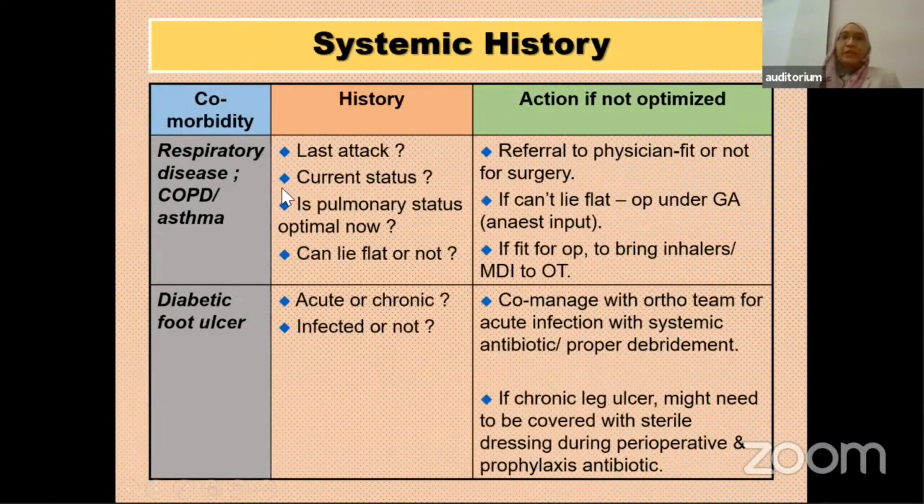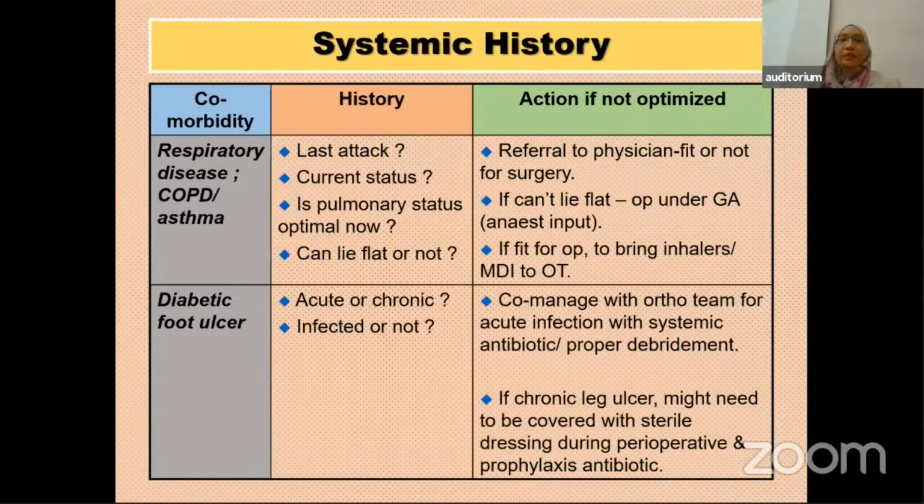Okay, for COPD or asthma, also we need to ask the patient when was the last attack, and the current status, whether fit or not for surgery. If the patient cannot lie flat, we need to plan the operation to be done under GA, and we need to have anesthesia input also, a proper pre-op assessment by anesthesia. If fit for the op under local, the patient needs to bring the inhaler or MDI to OT on the day of surgery.